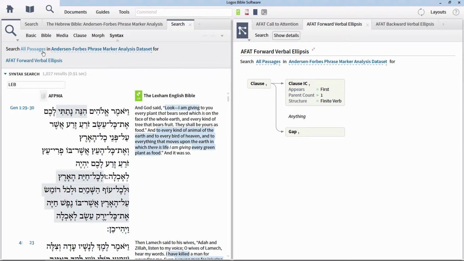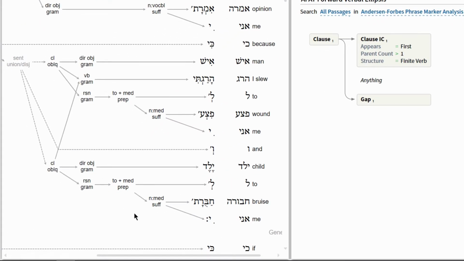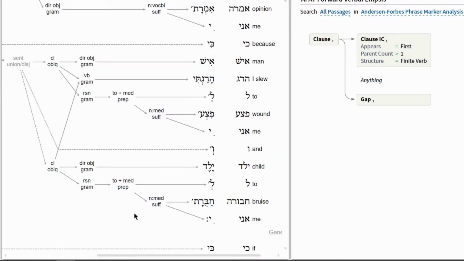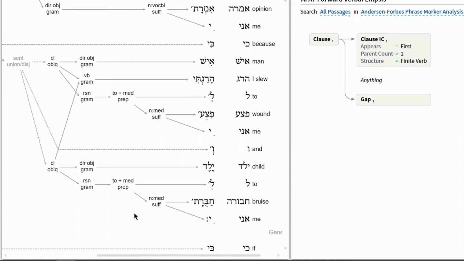If we use Genesis 4:23 as our first case example, this will start to look a bit clearer. In the phrase marker analysis toward the end of the verse, there are two clauses next to each other that both branch to the same child node. For your information, nodes to the left are called parents. The nodes that they connect to on the right are called child nodes. So in instances of verb ellipsis, there is one child with two or more parents. This is what we meant when we marked parent count as greater than one. We want verbal kick nodes that have more than one parent. Our search that we ran is actually finding the second clause of this pair in verse 23.